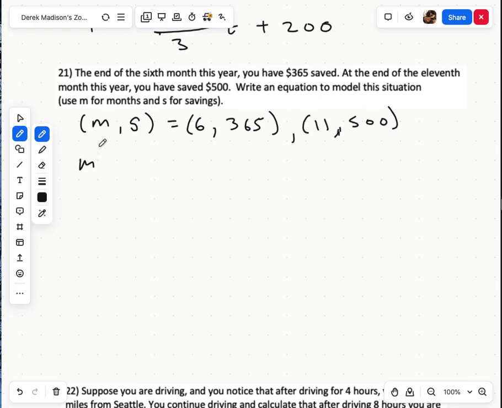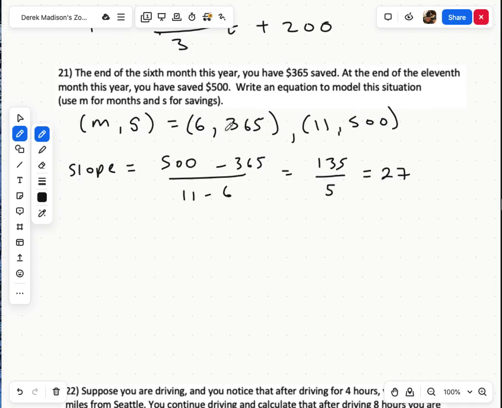So slope, that's annoying that they used m already. Let me undo that. And I'm going to actually write out slope then. Slope will equal 500 minus 365 over 11 minus 6. So it'll be 135 over 5. And 5 goes into that 27 times.